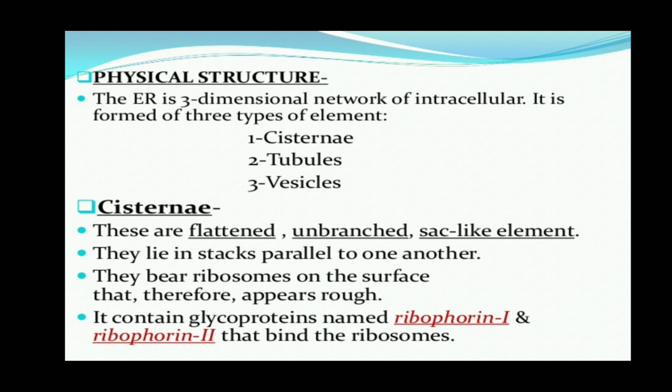They lie in stacks parallel to one another, and they bear the ribosomes on the surface, which therefore appears rough, right? So that's why such endoplasmic reticulum has the ribosomes on its membrane. They are called rough endoplasmic reticulum. It contains glycoproteins like ribophorin 1 and ribophorin 2, which bind the ribosomes.